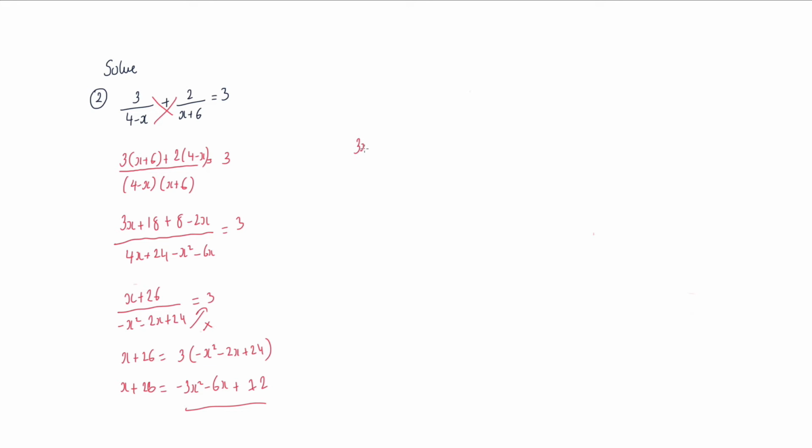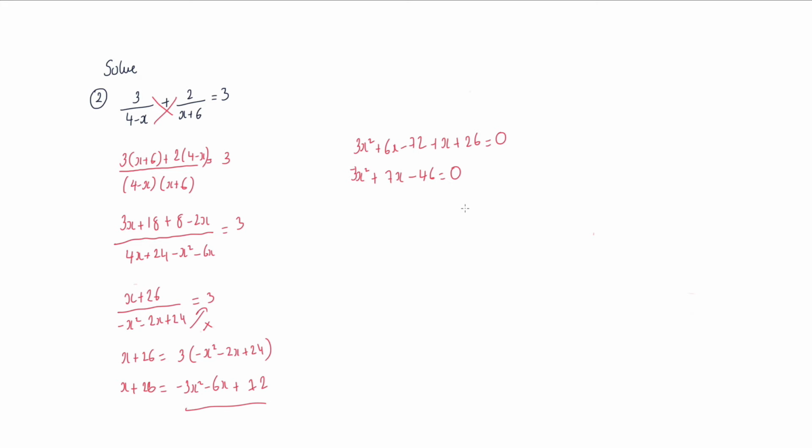So we're going to have 3x squared plus 6x minus 72. And obviously don't forget the plus x and 26 equals 0. Yeah, 12, 6, and 2, that's fine. So 3x squared, if we simplify that, 6x plus x is 7x. And then 72 minus 26, so that's 46, but minus 46 equals 0. So that is your equation.